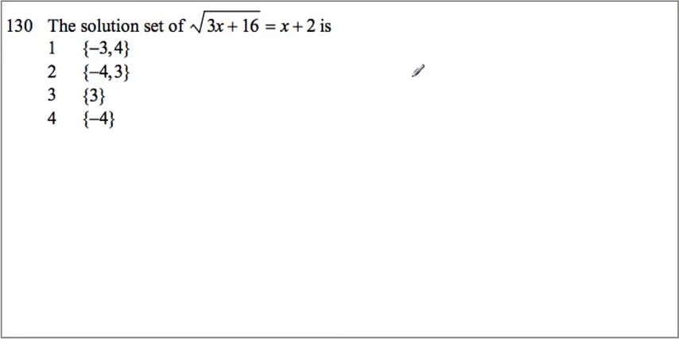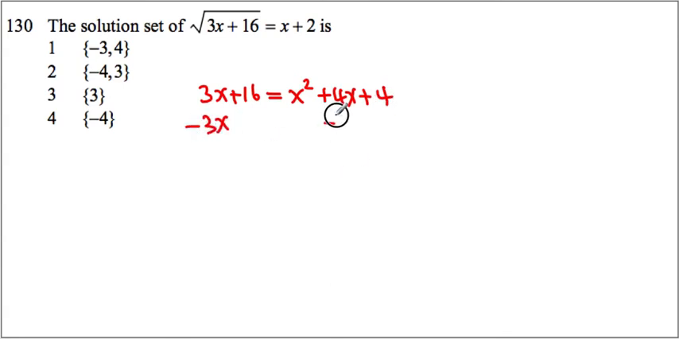Let's look at number 130, same idea. Square both sides. Then we get 3x plus 16 because square and square root cancel each other out. On our right side, we'll end up getting x squared plus 4x plus 4. Now, let's subtract 3x and subtract 16.